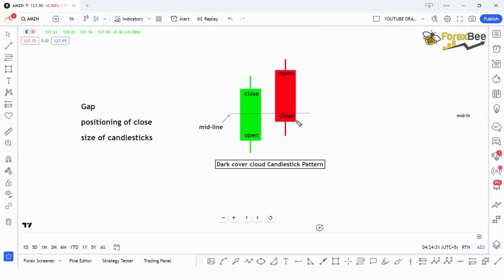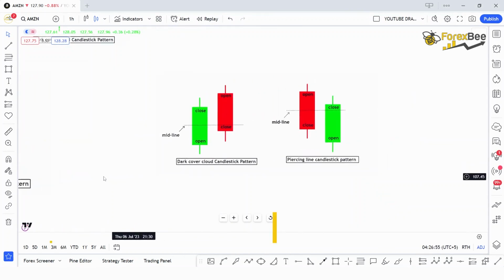If the close of the second candle is located nearer to the midline, the reversal will be smaller. If this close is at a distance from the midline, the reversal will be greater. If the size of the candlesticks is larger, there are chances of a bigger bearish reversal in the market trend.